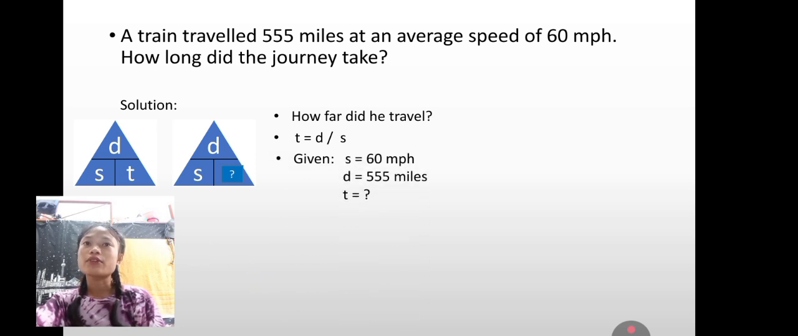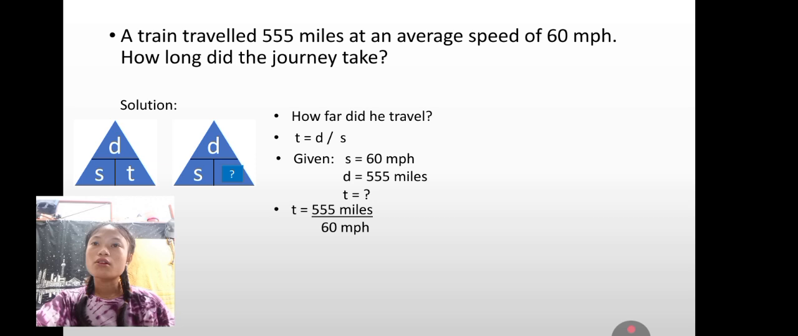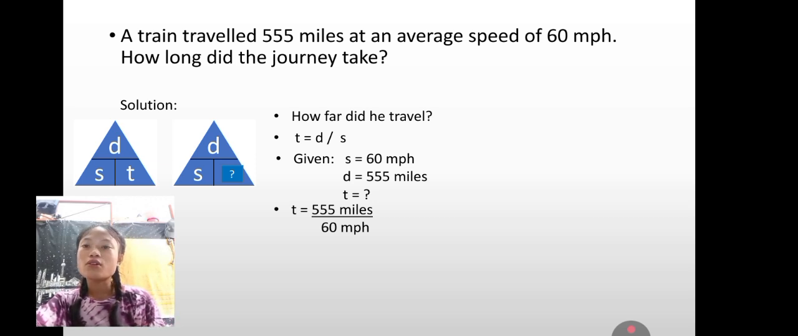Third step is identify the given values. The given values are 60 miles per hour, which is the speed, 555 miles, which is the distance, and the time. So, substitute the values into the formula. T is equals to D over S. So, ang atong ibutang dira is T is equals to 555 miles over 60 mph or 555 divided by 60. So, the answer is 9.25.